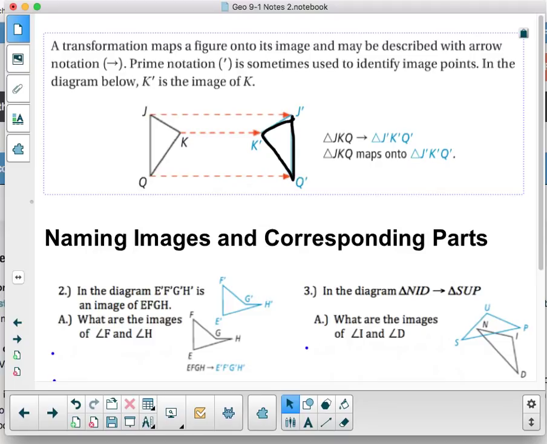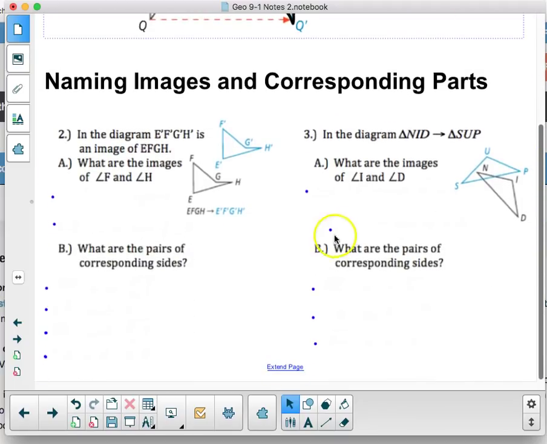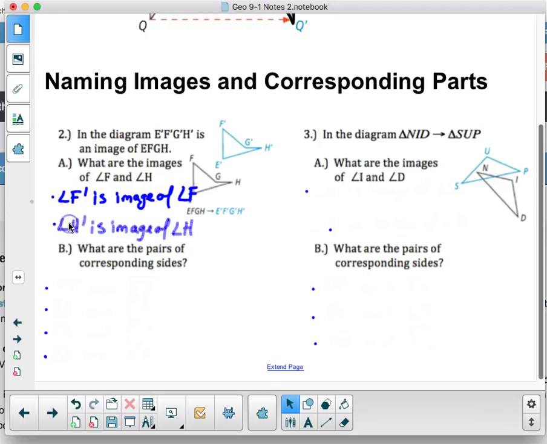Now, naming images and corresponding parts. In the diagram, E prime, F prime, G prime, and H prime is an image. Remember, it's the final resting place of the pre-image E, F, G, H. That's what they're saying here: E, F, G, H maps to E prime, F prime, G prime, and H prime. So I'm asking, what are the images of angle F and angle H? Angle F prime is the image of angle F, and angle H prime is the image of angle H.